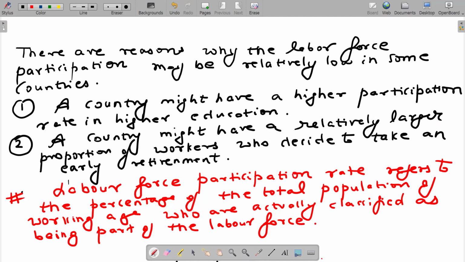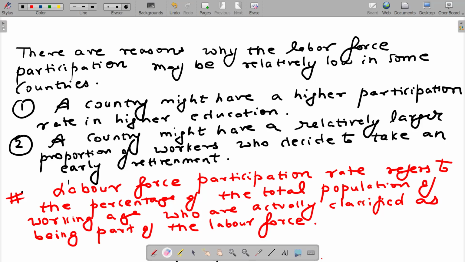Suppose, let's say the government has fixed the retirement age at 60 years, but someone might decide to retire at 50 years old and spend time with family. So although that person at 50 years of age still lies in the working age bracket because the retirement age is 60 years, they willingly decide not to work, and therefore this leads to a lower labor force participation.